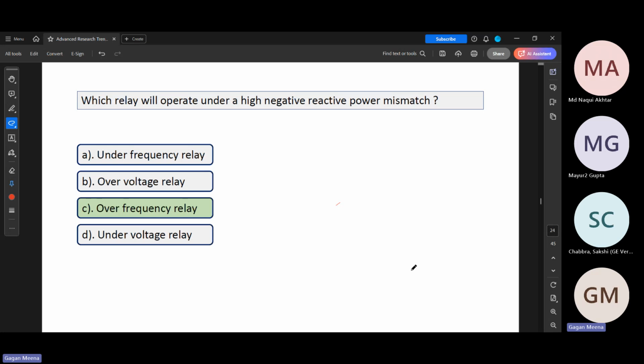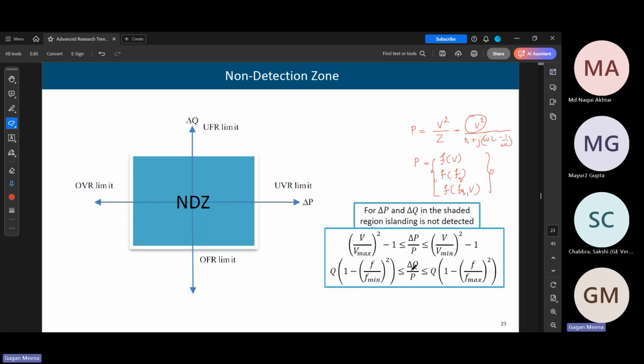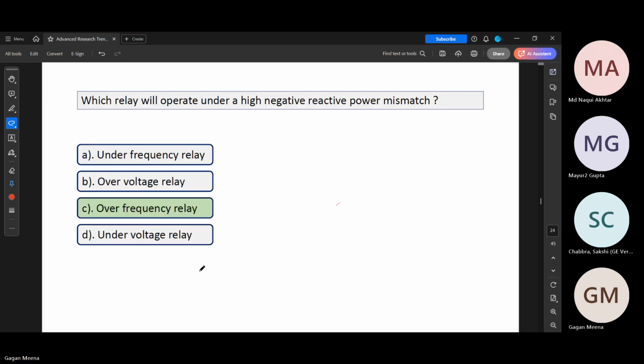If we go to this negative reactive power mismatch, this will be here, in the third quadrant, negative y-axis, and it will hit the over frequency relay.